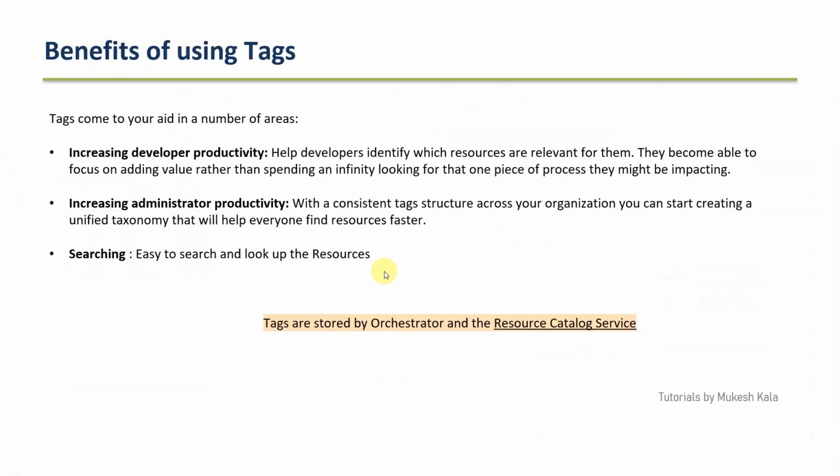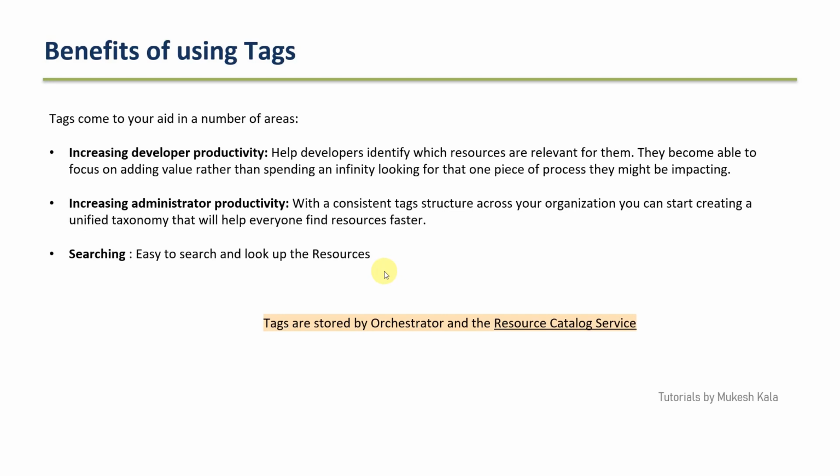Okay, let's proceed. Now I have got a gist of tags. I understood the problem statement. What are the benefits of using tags? The first benefit which you get is the increase of developer productivity. With the help of tags, we can help the developers to identify which resources are relevant to them. They become able to focus on adding value rather than spending an infinity of time looking for one piece of process that might be impacting, right? So you can definitely increase productivity.